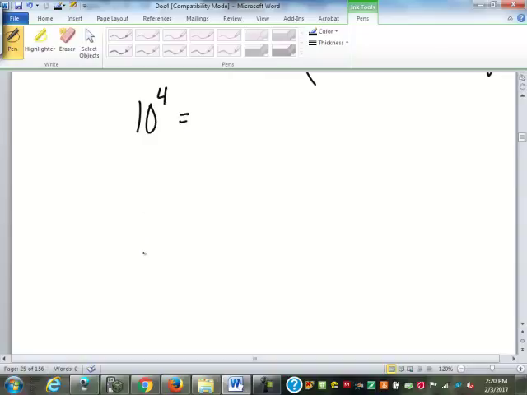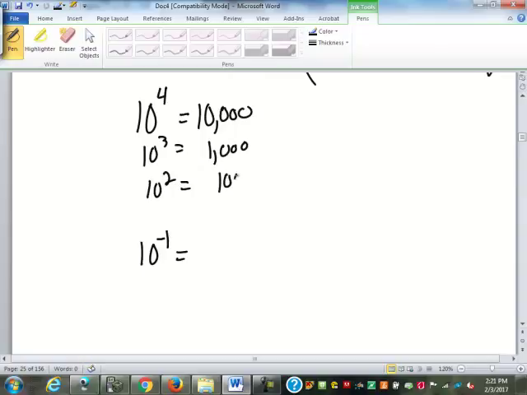So now I want to look at what happens when we have 10 to the power of negative 1. What does that equal? What does that mean? A lot of people say it should be a negative number. 0.1 is what your calculator tells you, right?